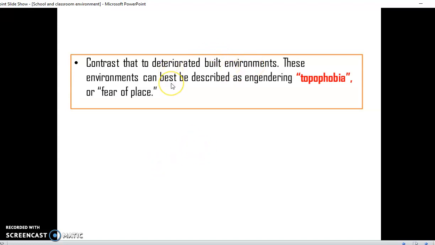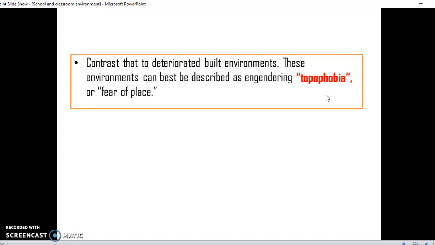These environments can best be described as engendering topophobia, or we can say fear of a place. So, in contrast to the concept of topophilia, the opposite to that is topophobia.